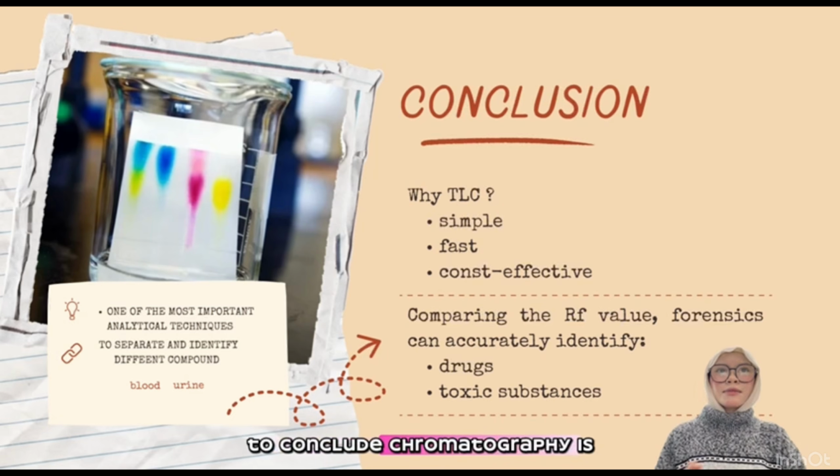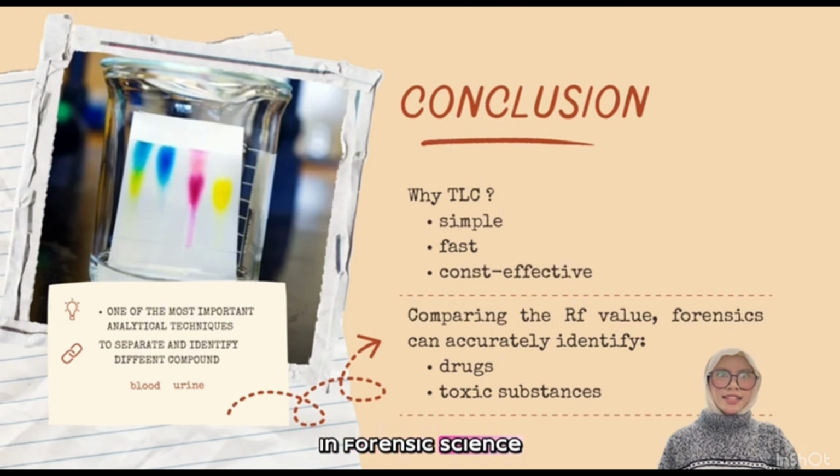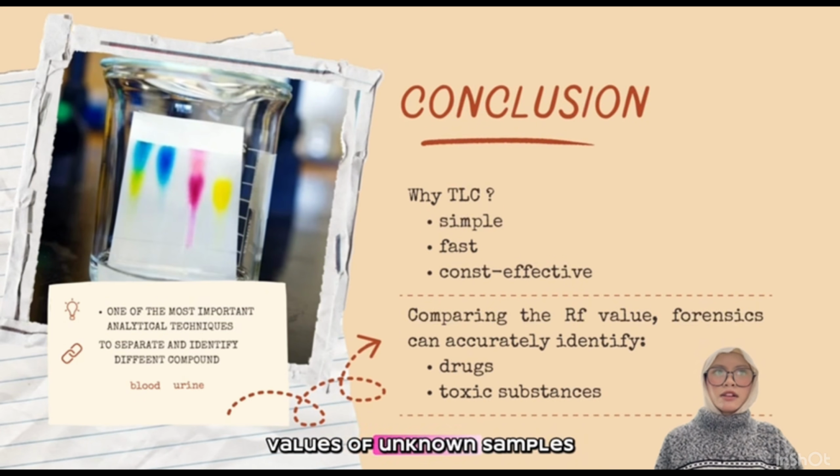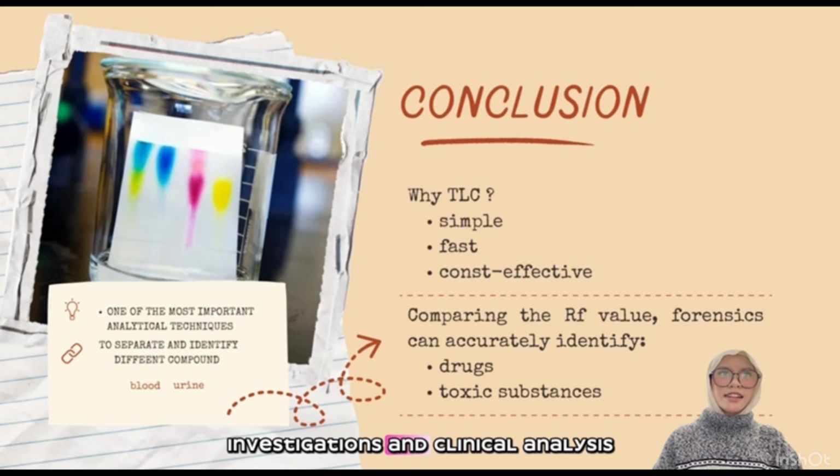To conclude, chromatography is one of the most important analytical techniques used in forensic science. It helps separate and identify different compounds found in complex samples such as blood and urine. Among the available methods, thin layer chromatography or TLC is simple, fast, and cost-effective, making it suitable for preliminary drug screening. By comparing the RF values of unknown samples with known standards, forensic scientists can identify drugs or toxic substances accurately. Overall, chromatography plays a vital role in providing reliable results that support forensic investigations and clinical analysis.